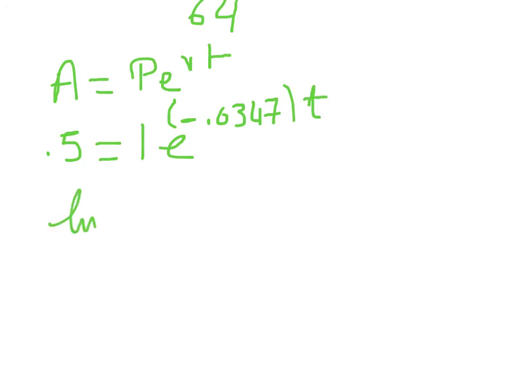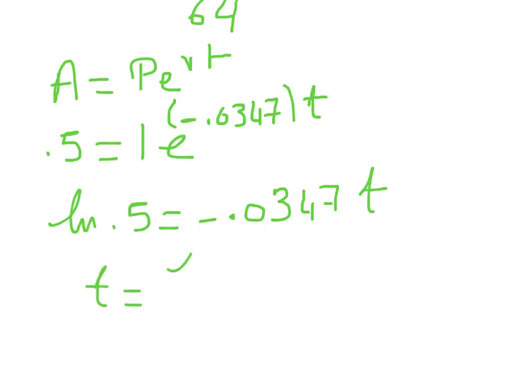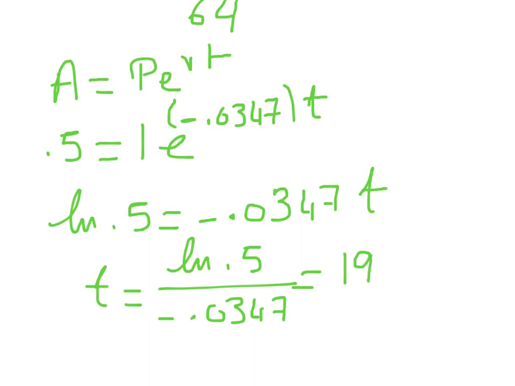Now, if you ln both sides, that's going to give you negative 0.0347t. And so the time will be ln 0.5 divided by negative 0.0347, and I got approximately 19.996. Can we simply put 20 days?